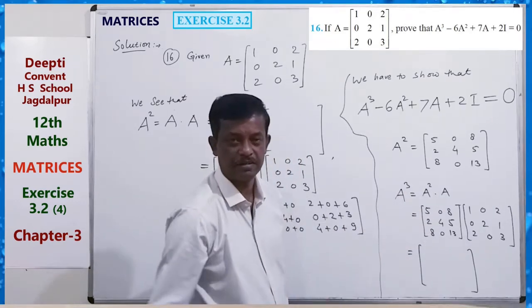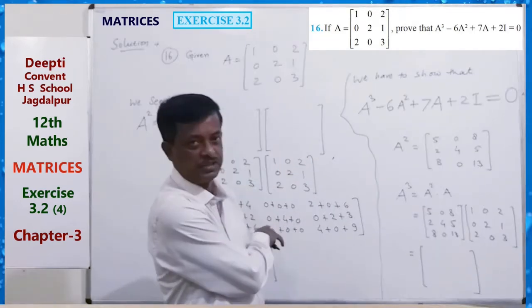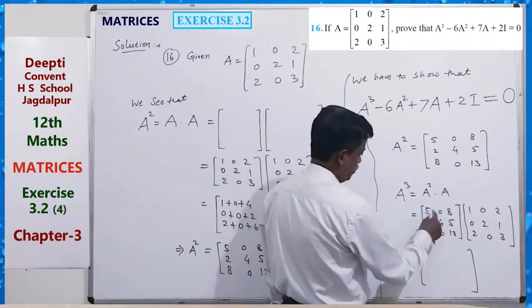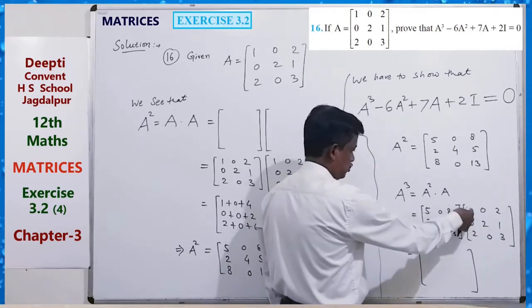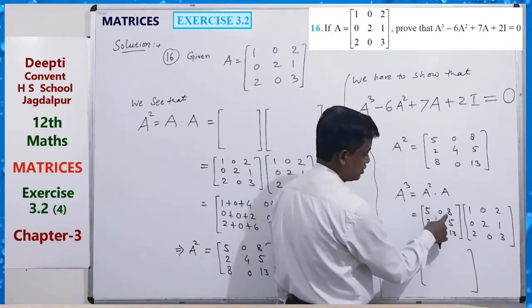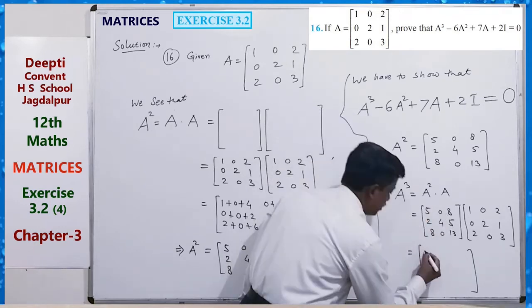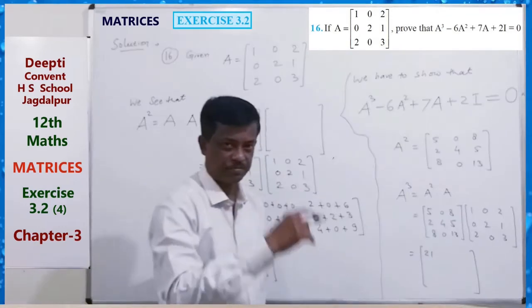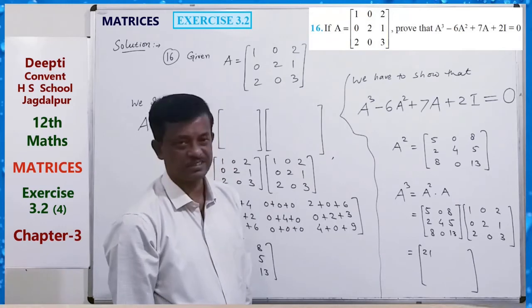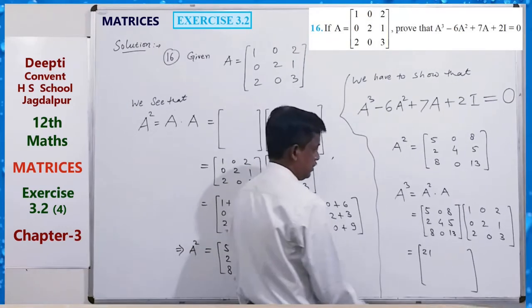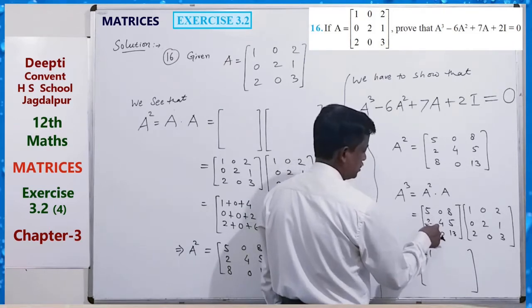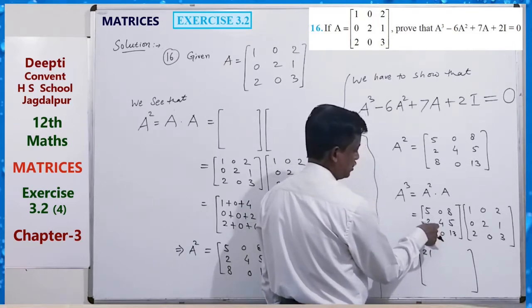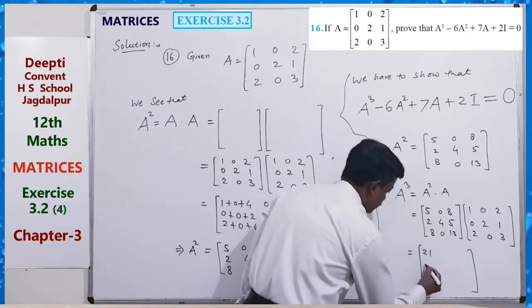Just write the direct value using this rule. 1 into 1, 5, plus this column goes to here. So 1 into 5 plus 0 plus 16, 21. You can write 5 plus 16, and again this goes to here. So 2 plus 0 plus 10, 12.